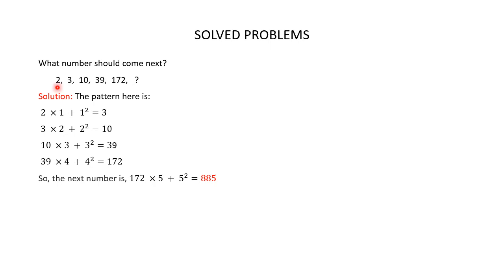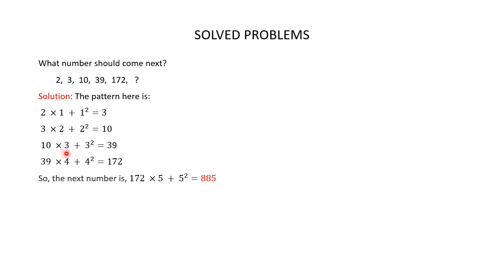Because when you multiply 2 with 1, you will not get 3. There is something extra. Similarly, when you multiply 3 with 2, you will not get 10. There is always something extra. So the pattern here is 2 multiplied by 1 plus 1 squared is 3. 3 multiplied by 2 plus 2 squared is 10. 10 multiplied by 3 plus 3 squared is 39. 39 multiplied by 4 plus 4 squared is 172.